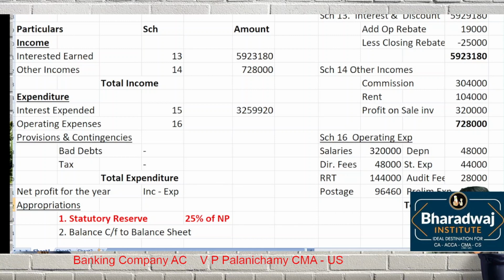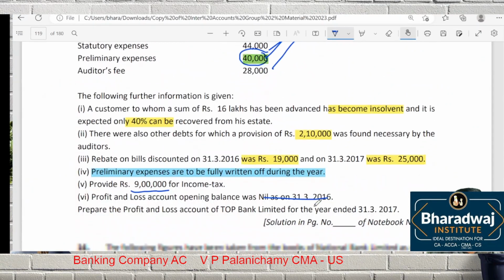If the logo I am unable to remove from here, I request you to just work out on your own. Salary, director's fees, rent, postage, depreciation, statutory expenses, audit fees and preliminary expenses. Total 7,28,640.